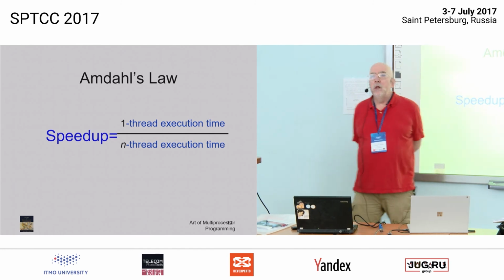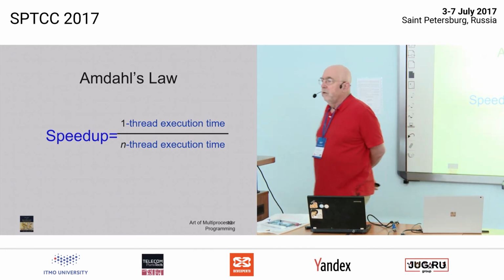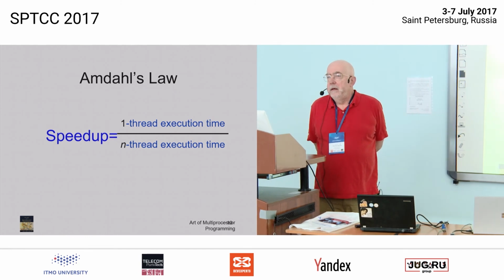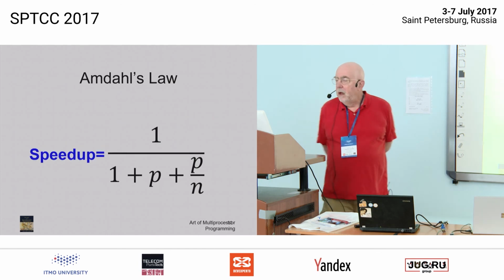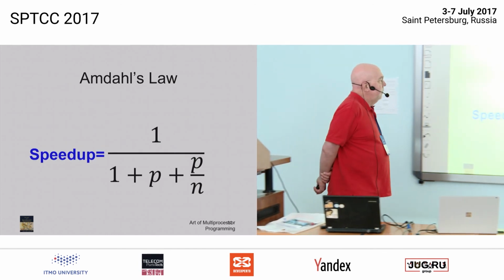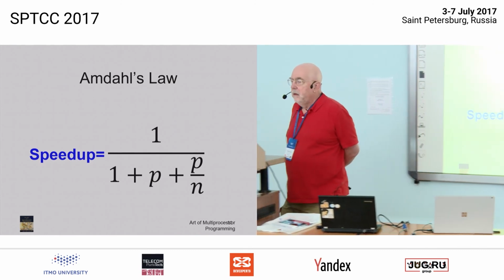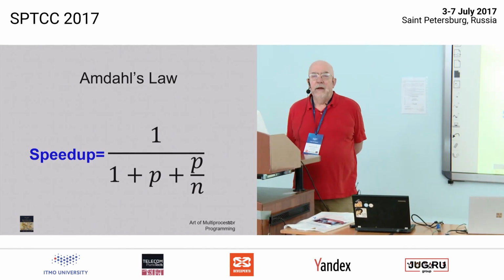So the speedup that we get from buying a more parallel machine is the ratio of what happens if we do all our work in one thread versus what happens if we do all our work in n threads, where n is the number of processors that we have. We can break this down a little bit further and say, well, let's normalize and say the amount of work that one thread takes is 1.